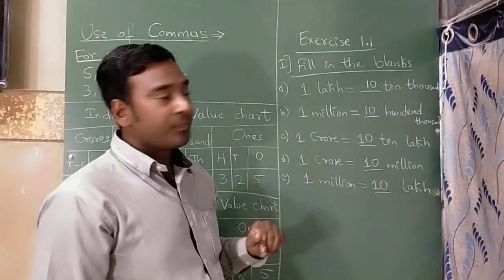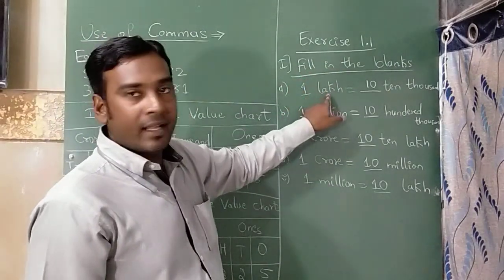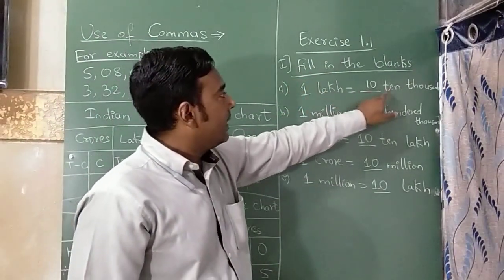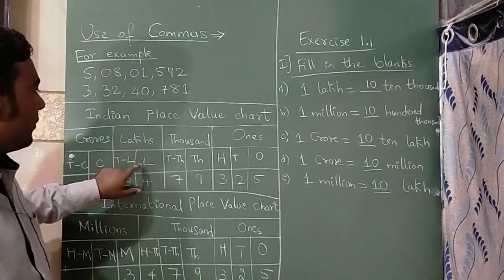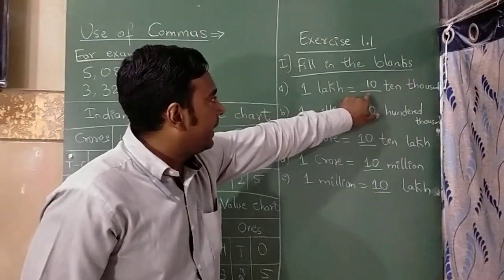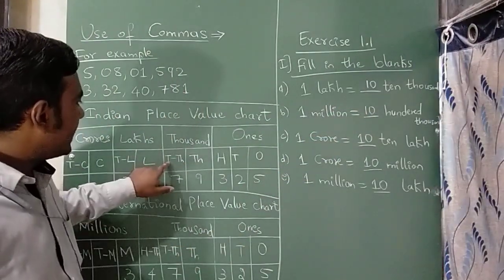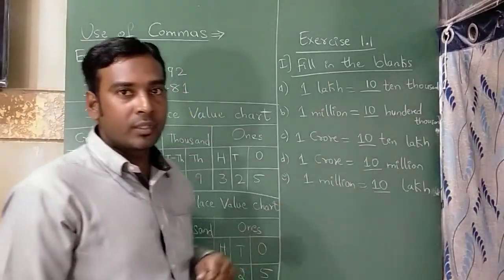So let's see. Okay. So exercise 1.1, fill in the blanks. 1 lakh is equal to dash 10,000. Let us see here. Here it is lakh. So if I consider this, 1 lakh is nothing but 10 times 10,000. Fine. Now you understood how?